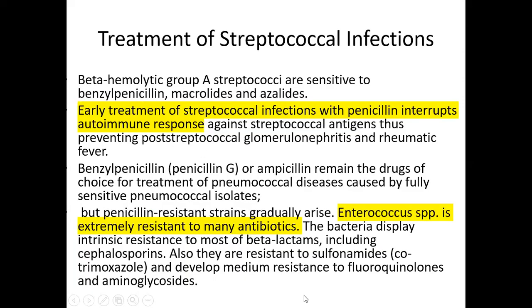Treatment. Beta-hemolytic group A streptococci are sensitive to penicillin, macrolides, and azalides. Early treatment of streptococcal infection with penicillin interrupts the autoimmune response against streptococcal antigen, thus preventing post-streptococcal glomerulonephritis and rheumatic fever. Benzylpenicillin or ampicillin remains the drug of choice for treatment of pneumococcal diseases caused by fully sensitive pneumococcal isolates. But penicillin-resistant strains gradually arise.